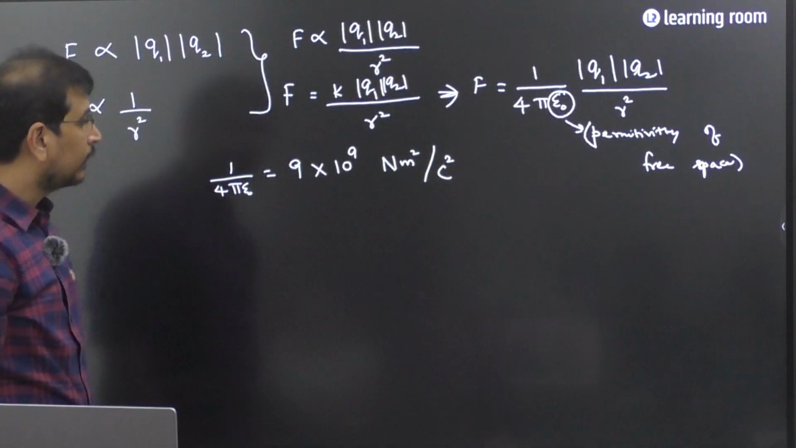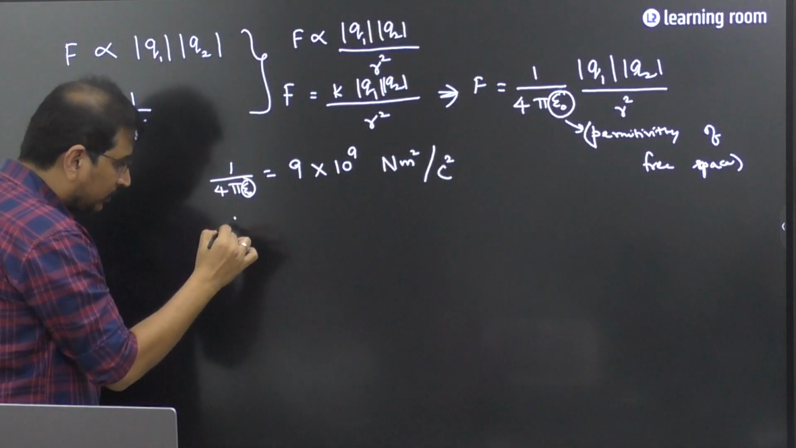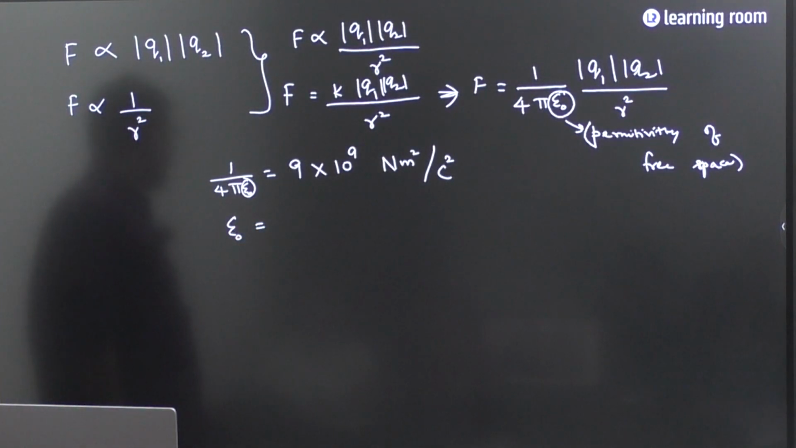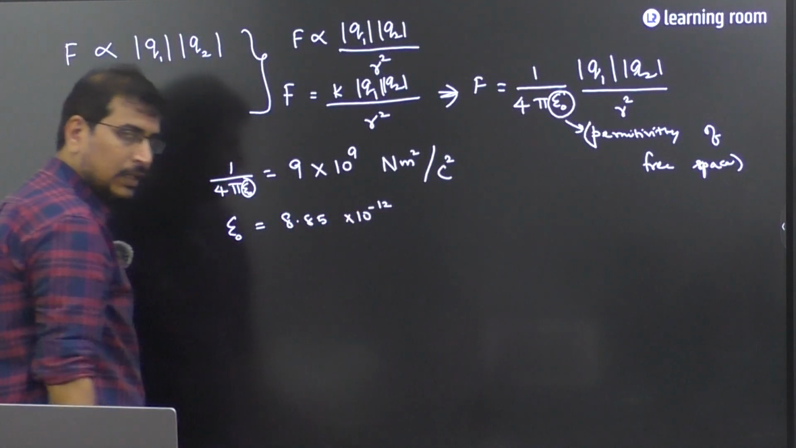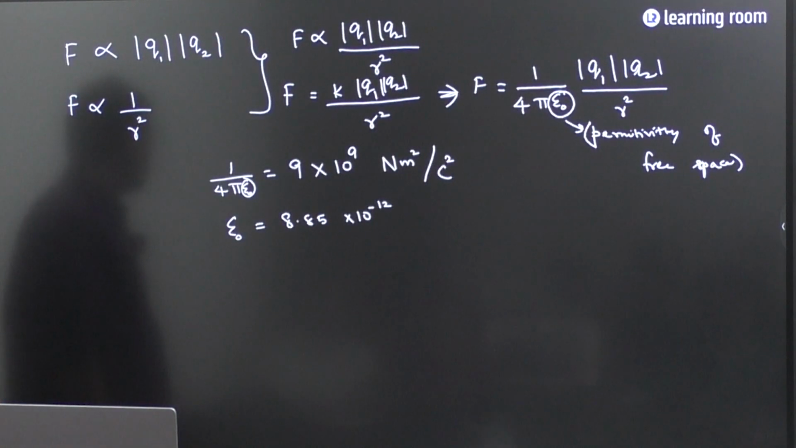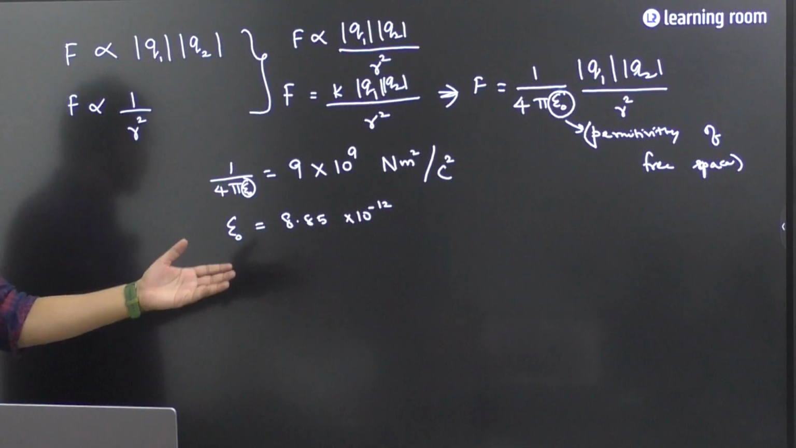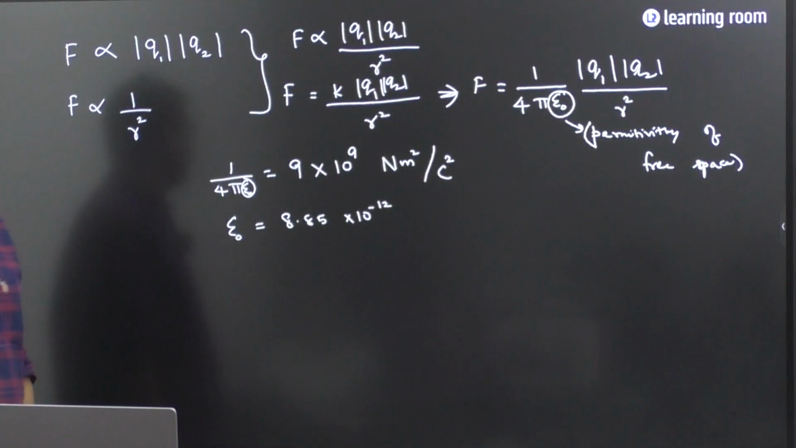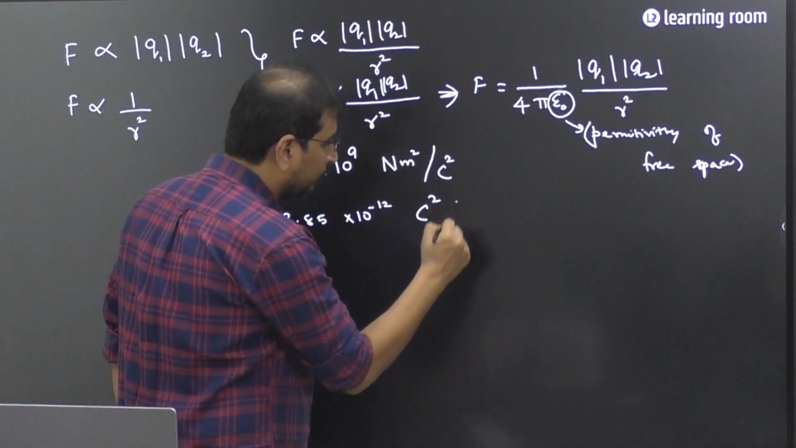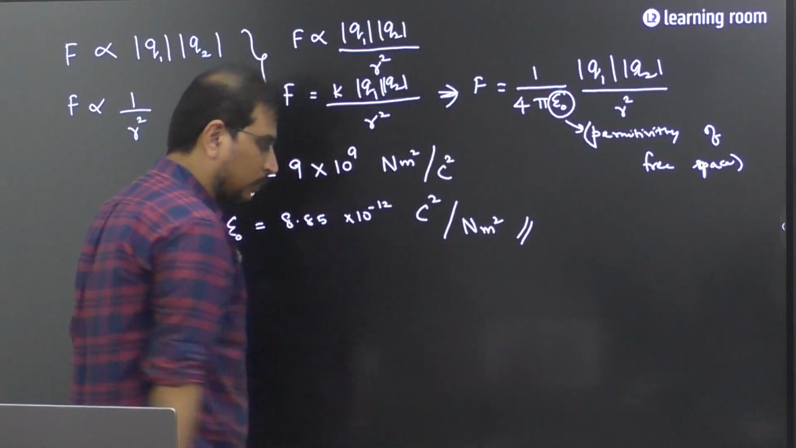It is right. Now, if I rearrange this equation and try to find the value of epsilon naught, it comes out to be 8.85 into 10 power minus 12. What will be the unit? We'll see that. I was about to ask you that question. So epsilon naught is 8.85 into 10 power minus 12, with the unit reversed: Coulomb square per Newton meter square.